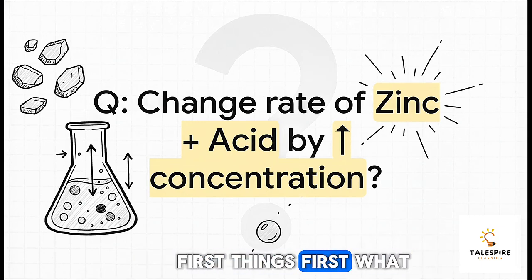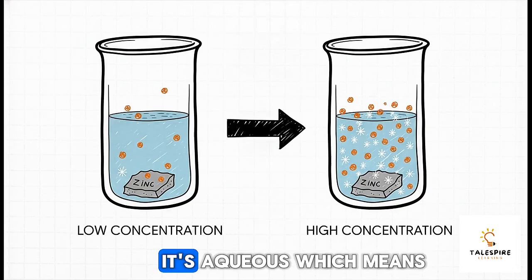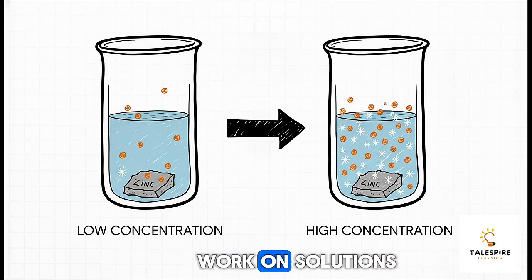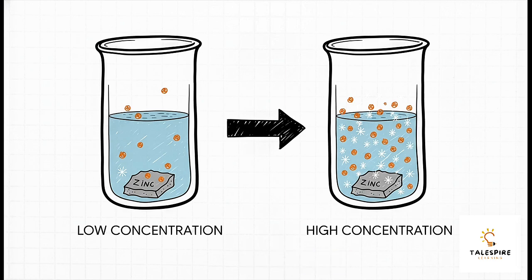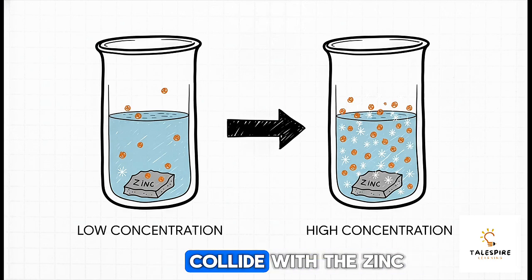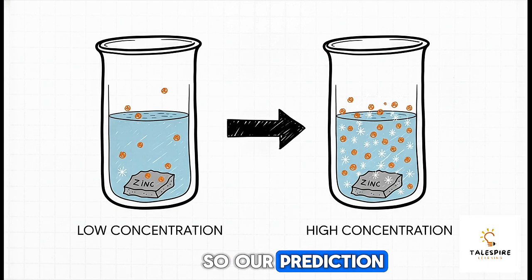First things first, what state is the acid in? It's aqueous, which means it's a solution. Does our concentration factor work on solutions? Yes, it does. More acid particles crammed into the same space means more chances to collide with the zinc. So our prediction, the rate increases, and that is correct.